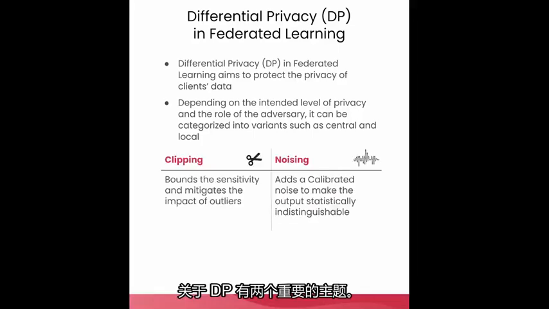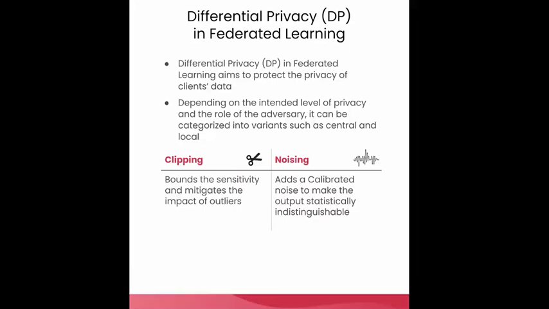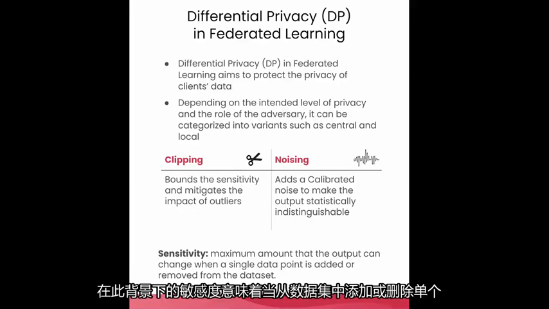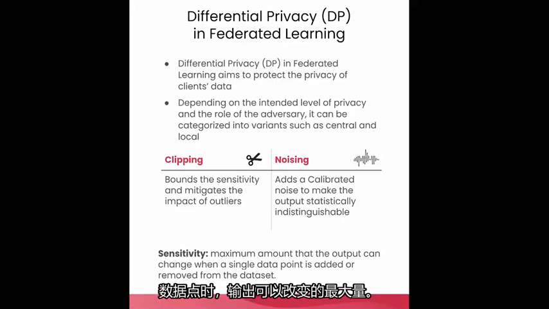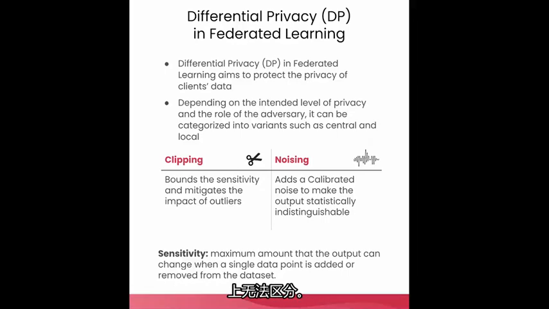There are 2 important topics regarding DP. One is clipping, which bounds the sensitivity and mitigates the impact of outliers. Sensitivity in this context means the maximum amount that the output can change when a single data point is added or removed from the dataset. And the other topic is noising, which adds calibrated noise to make the output statistically indistinguishable.